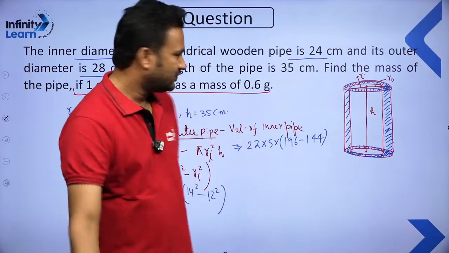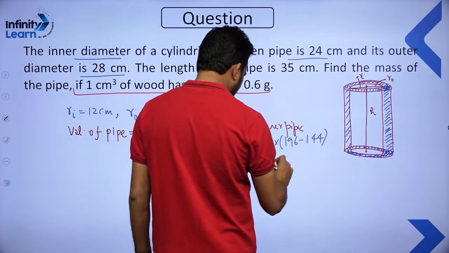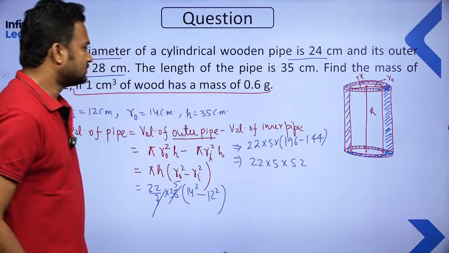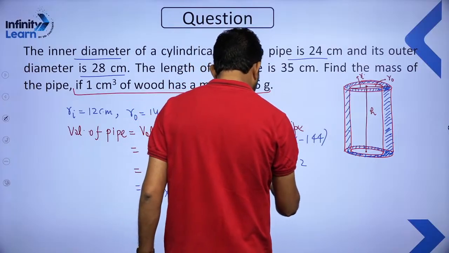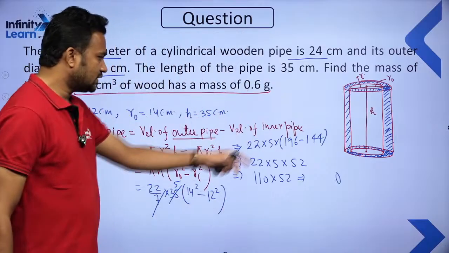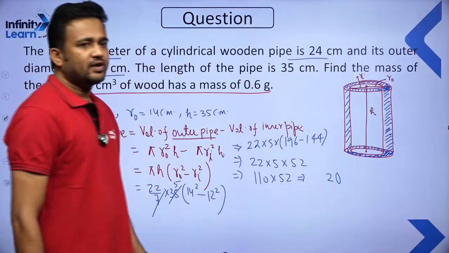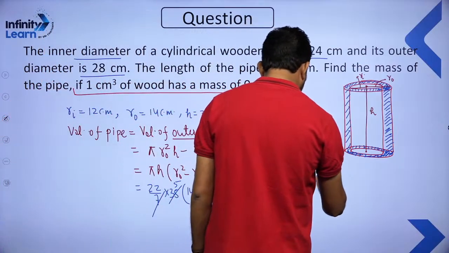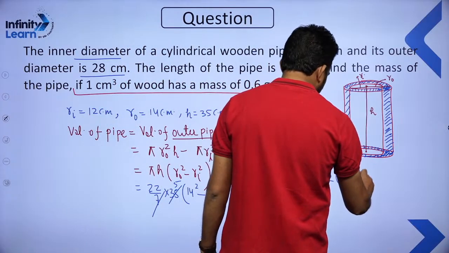You can do this, right? The difference is 52. So 22 into 5 into 52. 6 minus 4 is 2 and 19 minus 4 is 5. Let us multiply this. We get 110 into 52. If we further multiply, we get 5720, and it will be in centimeter cube.